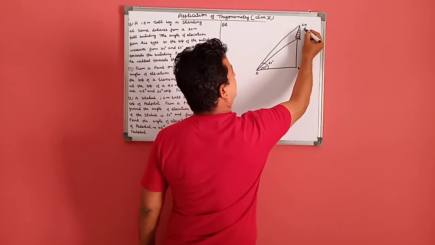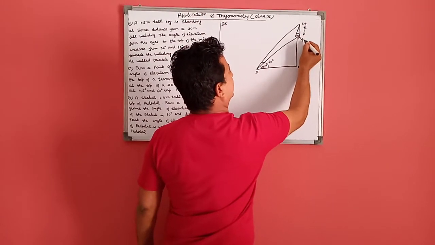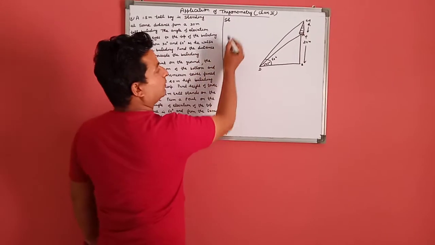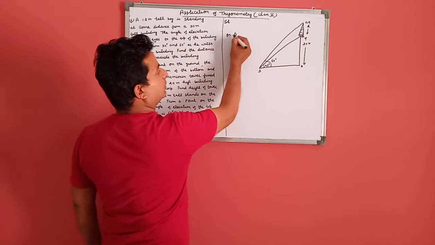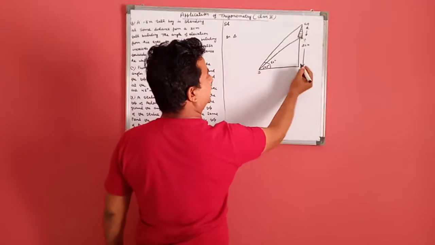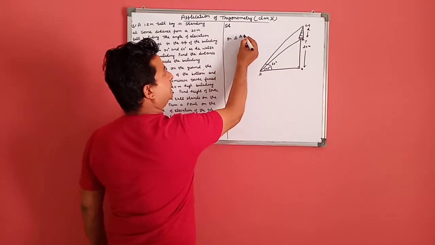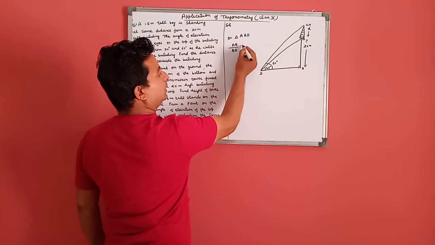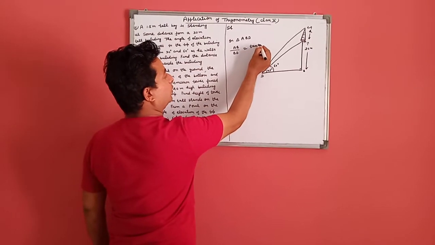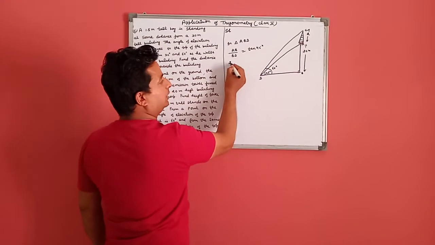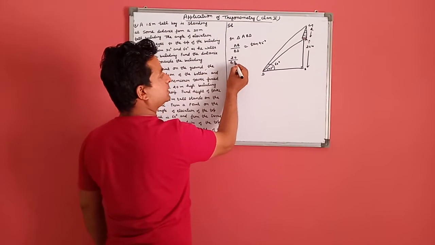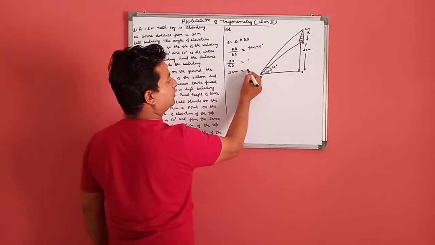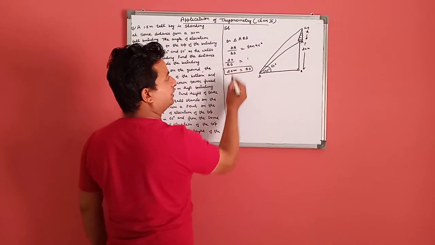Let this height be h and we are given the height of the building is 20. First of all, in triangle ABD, AB upon BD is equal to tan 45 degrees. AB is 20, BD is required, tan 45 is 1. So BD equals 20 meter.